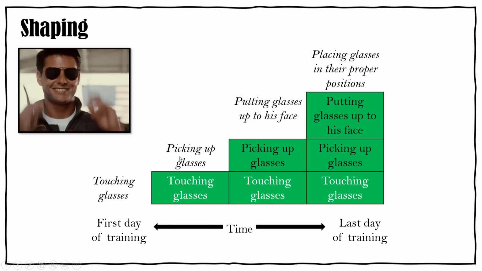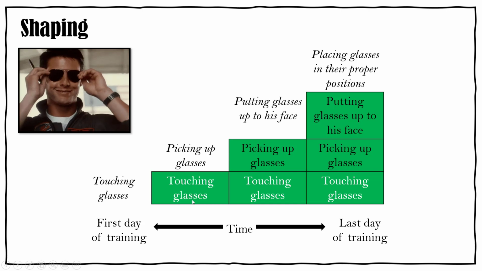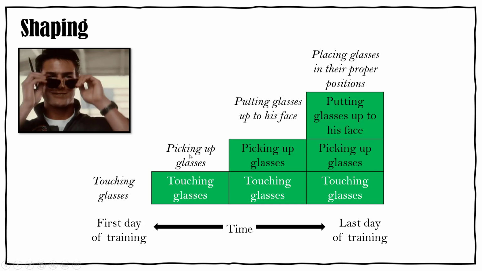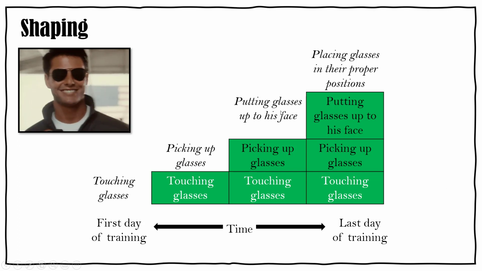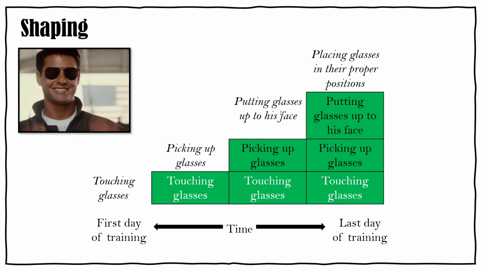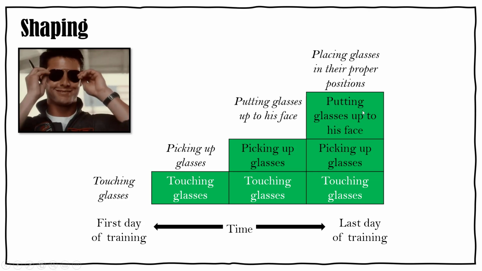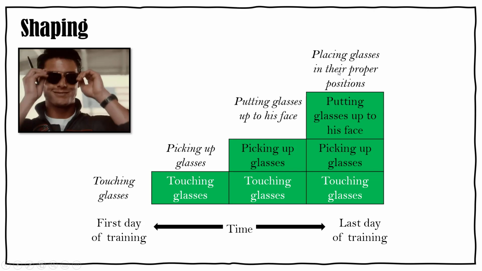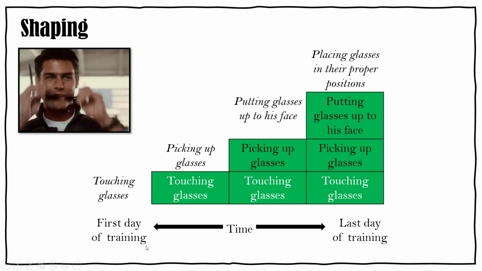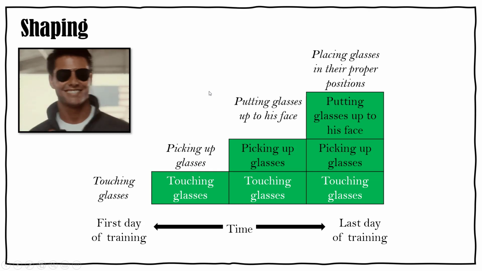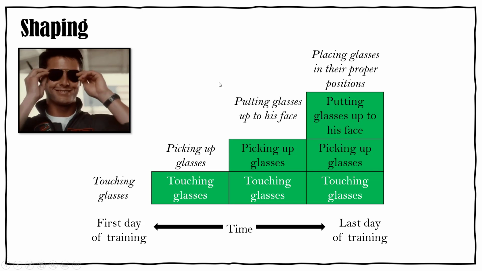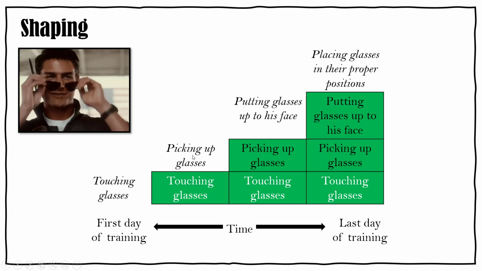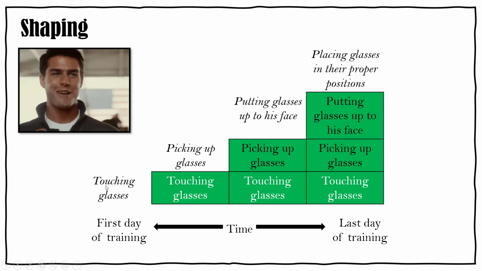So now you're going to reinforce picking up glasses, where touching glasses is under extinction. Once they're reliably picking up the glasses, you're going to put picking up glasses under extinction and reinforce putting the glasses to their face. Once they're reliably putting the glasses to their face, you're going to put that under extinction and reinforce placing the glasses in their proper position. So you have reinforced successive approximations to the target behavior. And you use that differential reinforcement in the sense that when they're on to the closer approximation, you're going to really reinforce that approximation, but not the one previously.